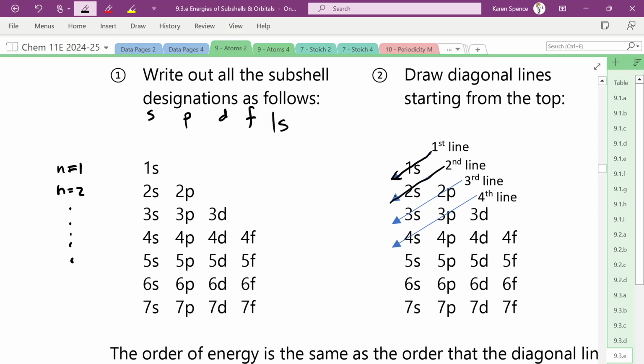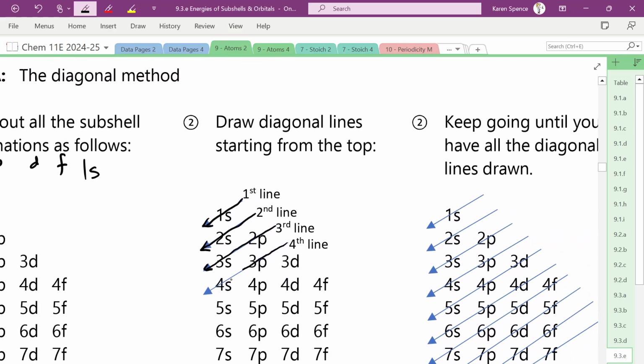1s, 2s, 2p, 3s, 3p, and it would be tempting to say 3d, but what comes after 3p? 4s. Okay, so that's going to get you the correct order.